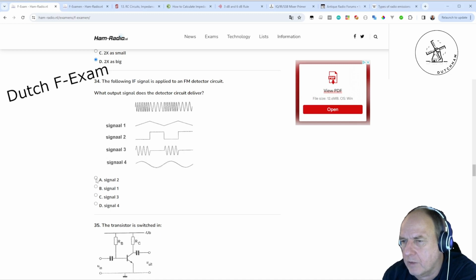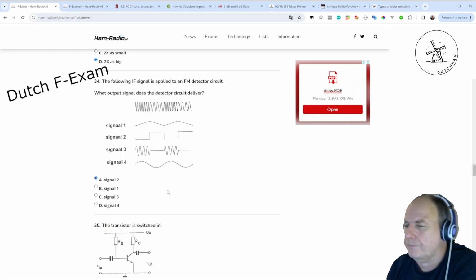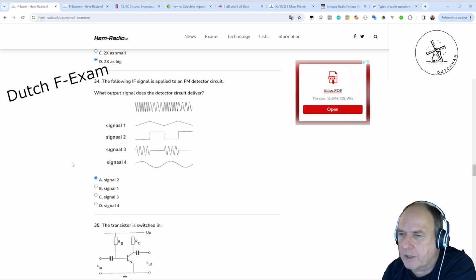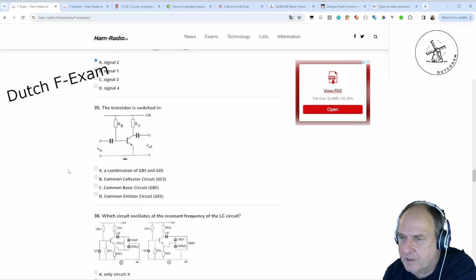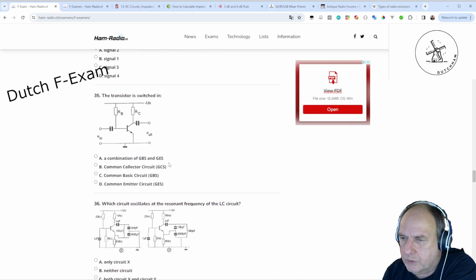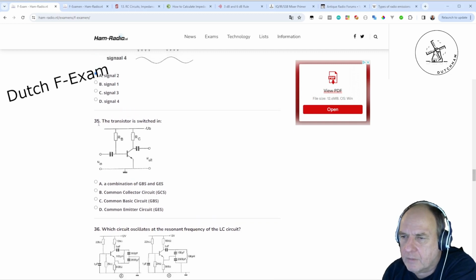Or will it be signal 3? Yeah, we'll go for signal 2. Looks to me to be an on-off signal. This is also translated a little bit incorrectly because of Google. The transistor is switched in.